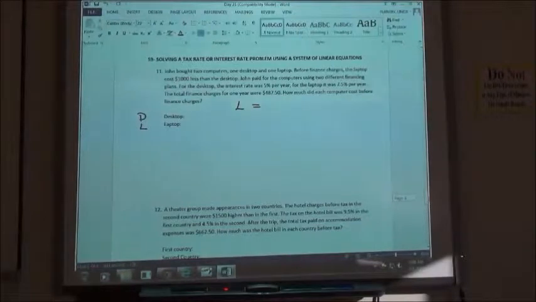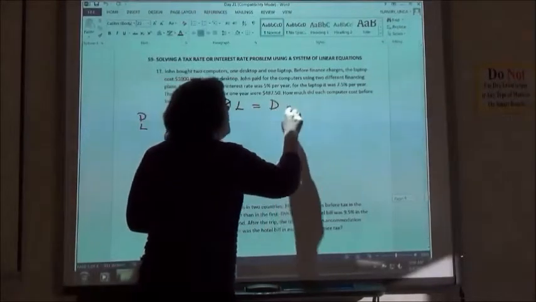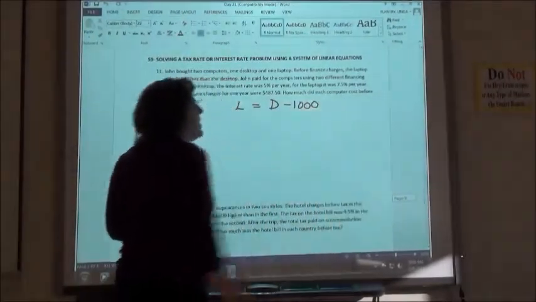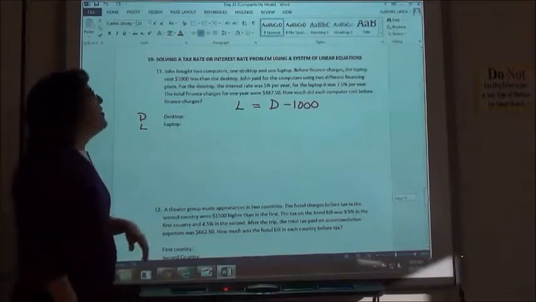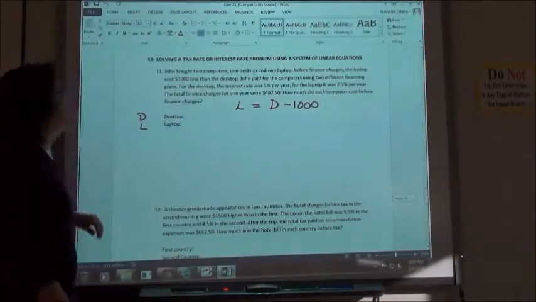How do I show $1,000 less than the desktop? I'm going to subtract. I'm going to take the desktop minus the 1,000, right? The minus has to go on the end because the desktop should cost more than what you're going to take away. Then I'm going to write my second equation, which has to do with some percents in there.